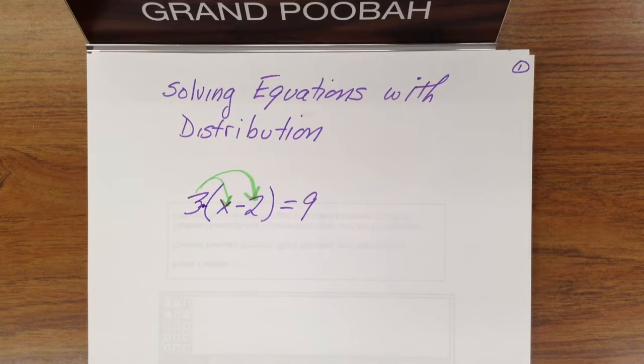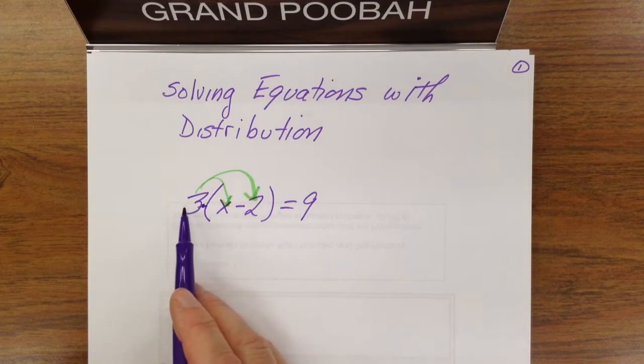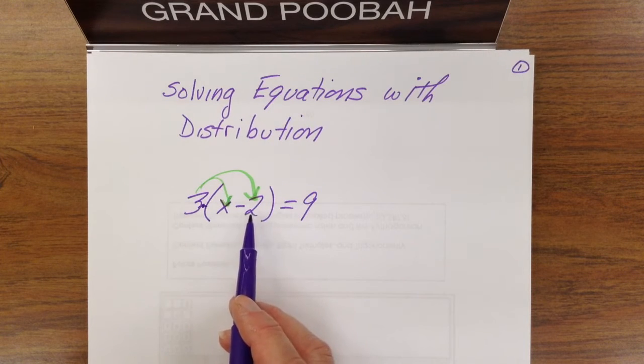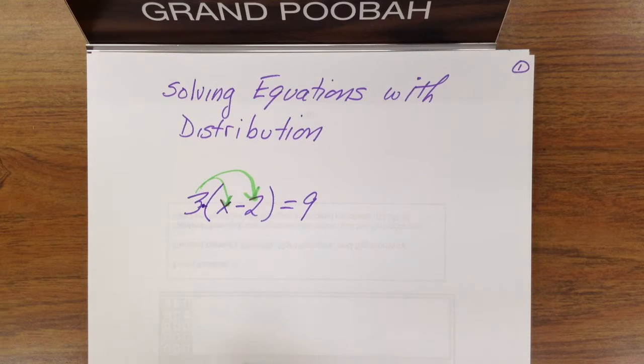Yes, that is the official sound effect. Distributing is multiplying. So we are going to multiply 3 times the x and 3 times the -2. We need to do this first before we can move things around to other sides of the equation. These parentheses are tying things together, and we need to get rid of them.